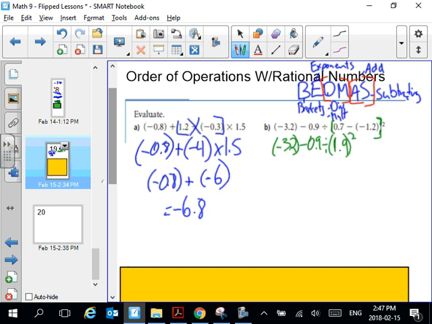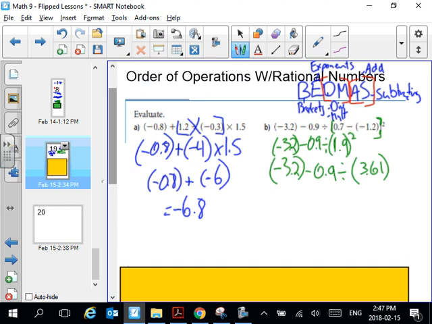Now my bracket has been dealt with. The next thing I need to do is my exponent. So I get negative 3.2 minus 0.9 divided by, I need to pull out my square button here, 1.9 squared. It's going to give me 3.61. So my exponents are dealt with.